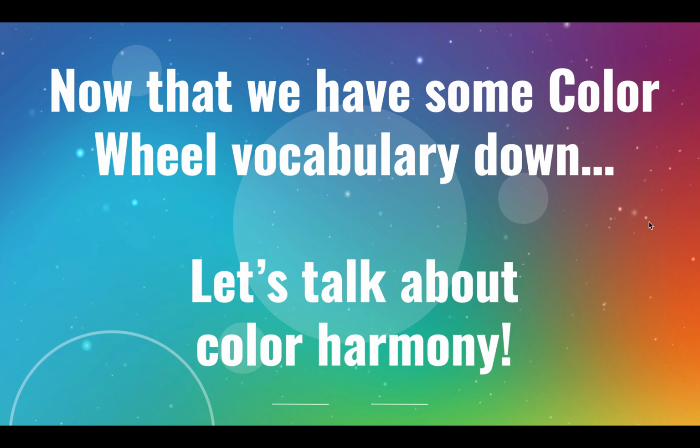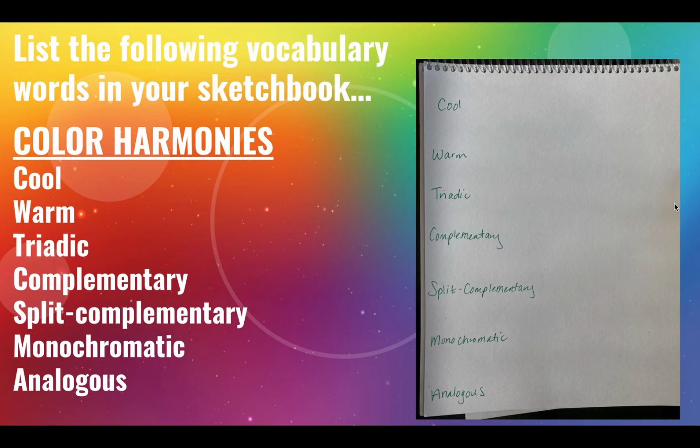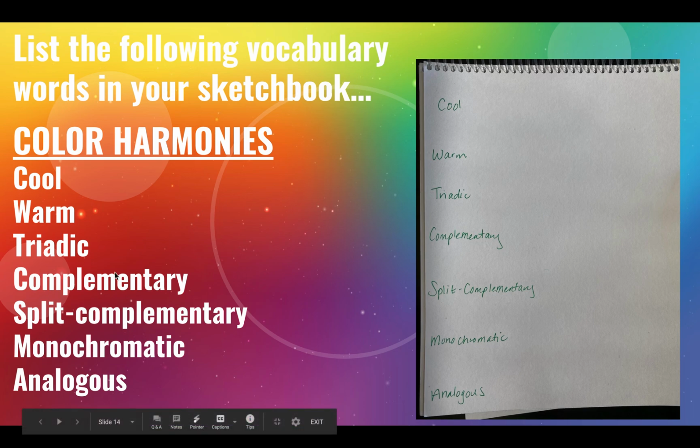So now that maybe that's just a quick review for you all, or maybe you learned something new, but now that we have some of that vocabulary down, let's talk about the color harmonies. So how can we come up with different combinations of these colors to actually make it look better than just choosing colors at random? So we're going to be learning about 7 different color harmonies. So on a new page in your sketchbook, leaving some space in between, write out each of these color harmonies.